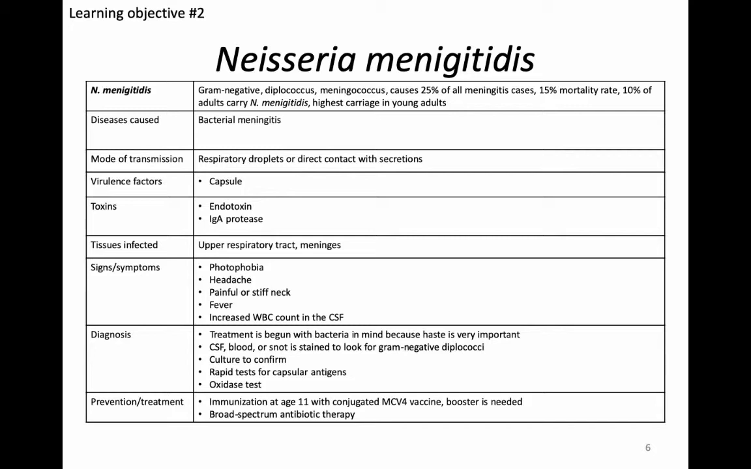The prevention for bacterial meningitis is immunization, which is recommended at age 11. And this is a conjugated vaccine that handles most of the strains of Neisseria meningitidis. There is a booster required later in order to provide protection through adolescence. And at the time when the booster is given for the MCV4 vaccine, it's recommended that a second vaccine is given for the one type of Neisseria that is not covered by MCV4.